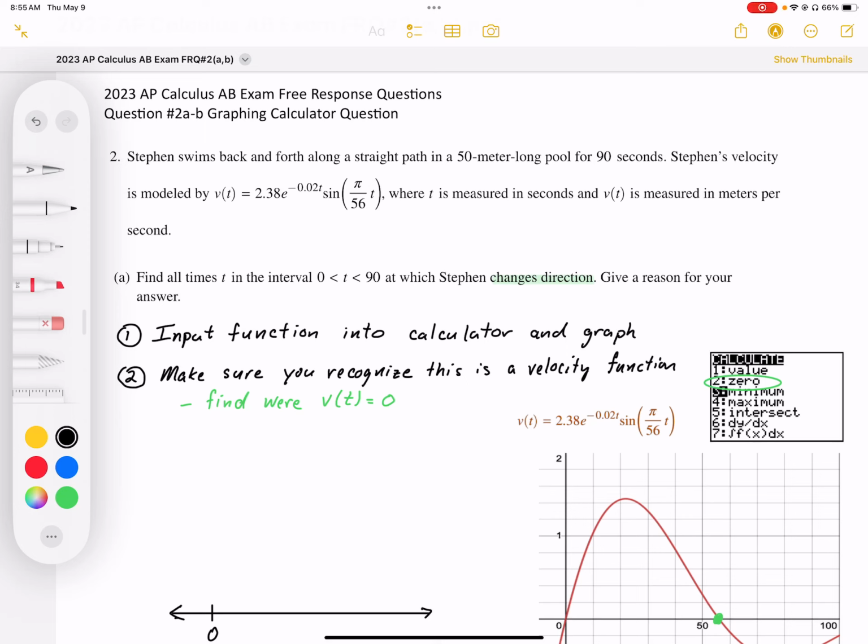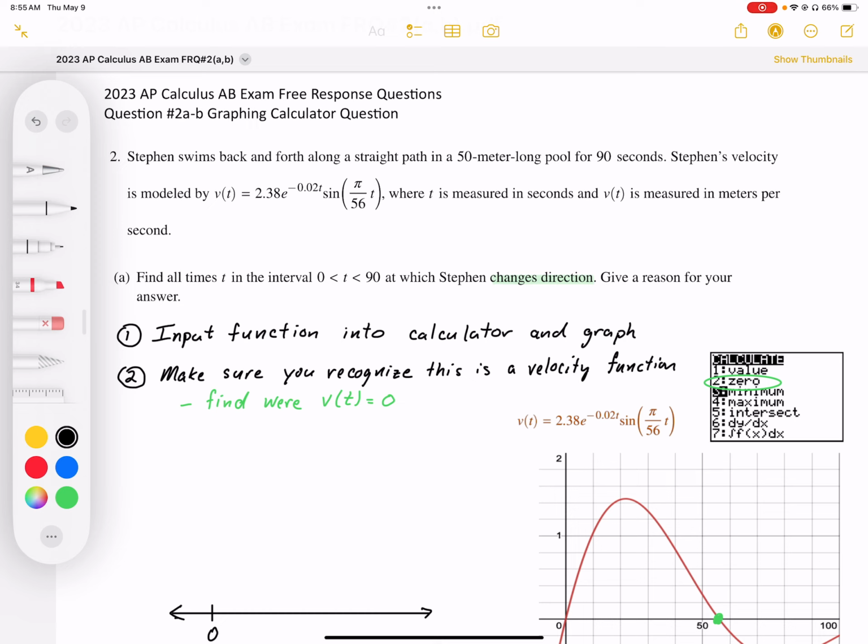Question number 2A in the free response section says Stephen swims back and forth in a straight path on a 50-meter long pool for 90 seconds, and the velocity is measured by this v of t function. Now remember, velocity has direction, so if it's going to the right, it's going to be positive, left, it's going to be negative. And it says where t is measured in seconds and v is measured in meters per second.